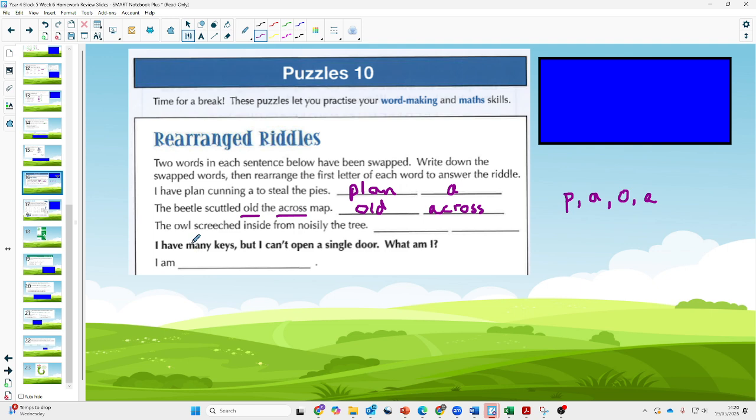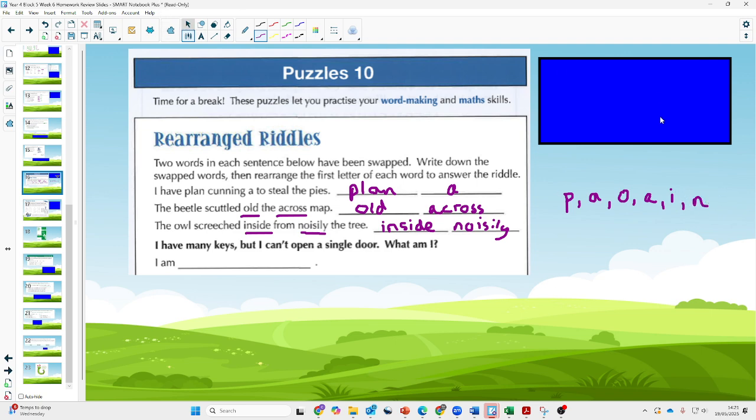Then we've got the owl screeched inside from noisily the tree. The owl screeched noisily from inside the tree. The two words that need to swap places here are inside and noisily. Now that then gives us, I believe, all of the letters that we need. So we've got an I and we've got an N.